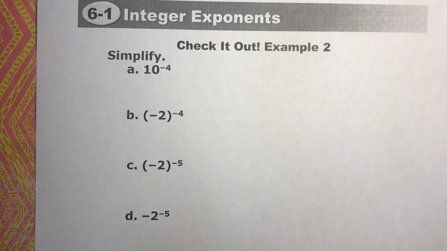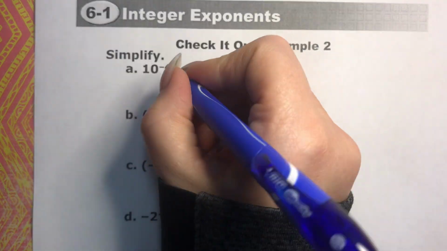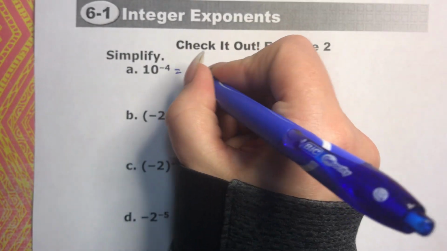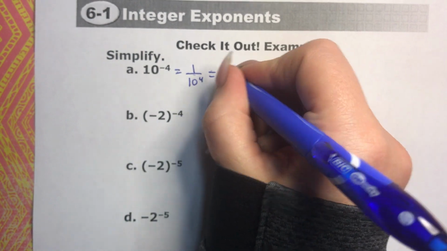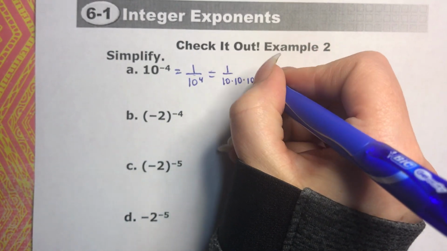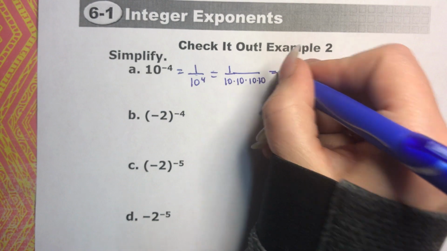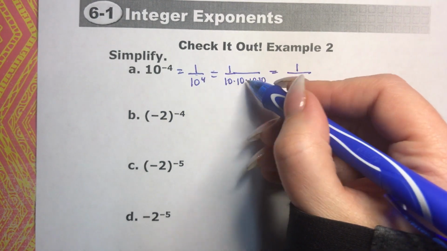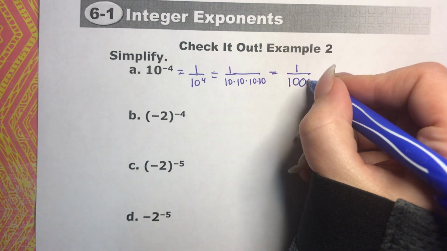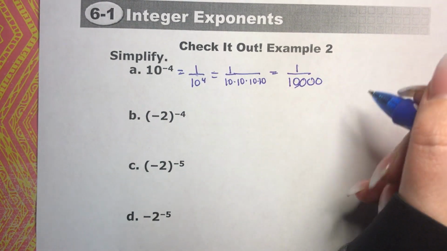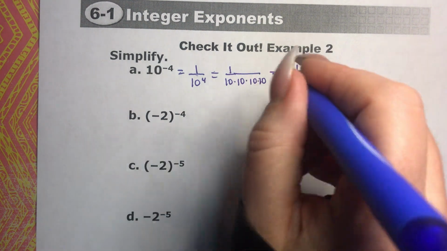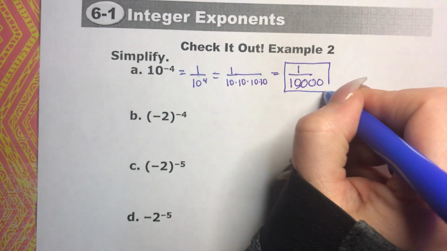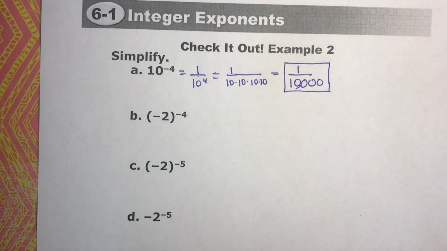Okay, let's see how you did. So we got 10 to the negative fourth, right? We know that is the same thing as 1 over 10 to the fourth power, which is the same thing as 1 over 10 times 10 times 10 times 10, which is the same thing as 1 over 1 with 1, 2, 3, 4 zeros. So 1/10,000th. Perfect. If you got that right, awesome. Let's move on to the next one.